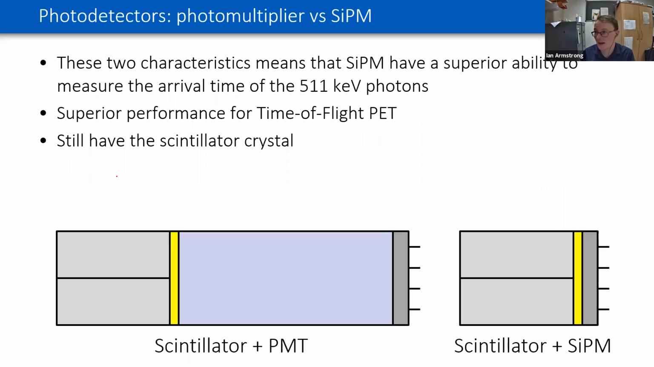So basically, these characteristics mean that we've got a superior ability to measure the time of arrival of the 511 keV gamma rays, which means we've got superior time of flight performance. One of the things that is important to remember is that we don't have direct conversion to electric signal from gamma ray absorption. We still have a scintillation crystal. And I think that's one of the areas that we may see developing in the future in terms of changes of scintillation crystal.